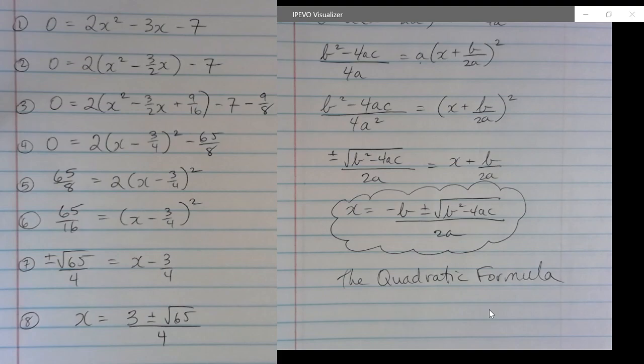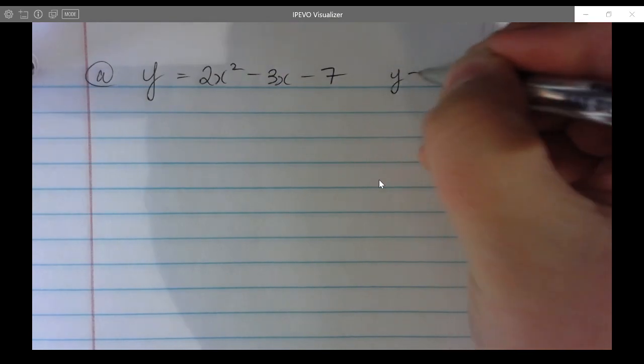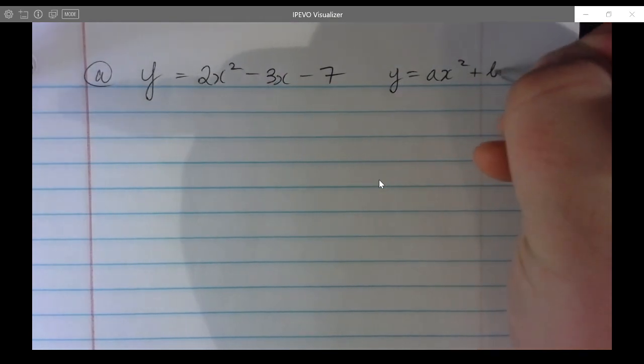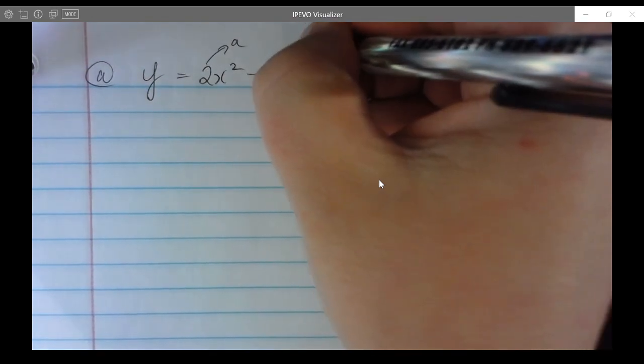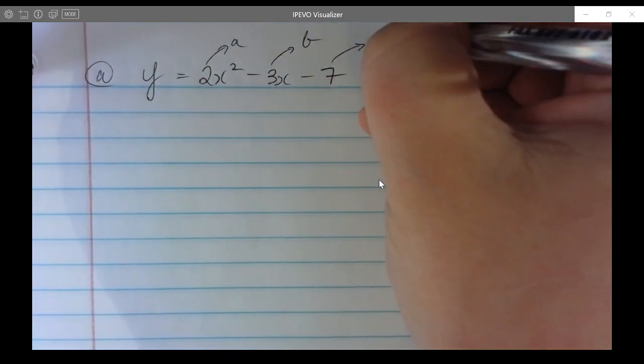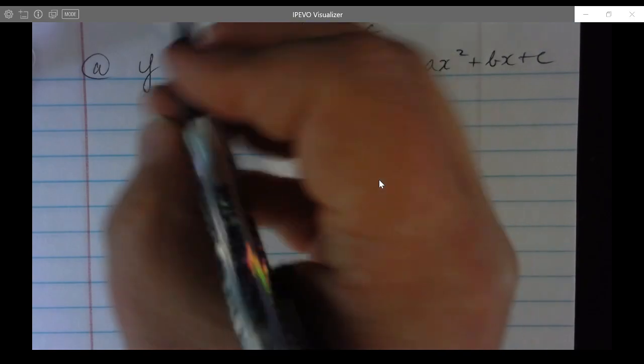So, with that in mind, let's go back to the A example. So that was the A example. And let's think about it as an equation in y equals ax squared plus bx plus c form. So my a value is 2, my b value is negative 3, my c value is negative 7. Remember that the negatives have to kind of belong to the numbers. And let's run it through the quadratic formula, see what we get as an answer.